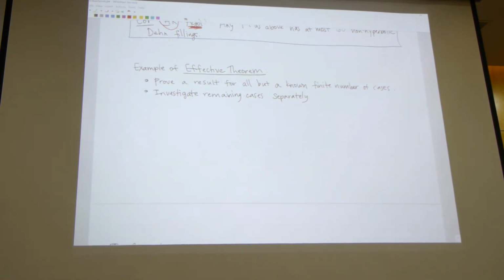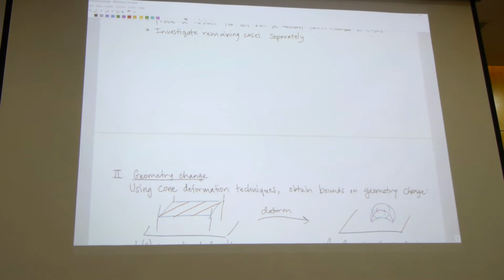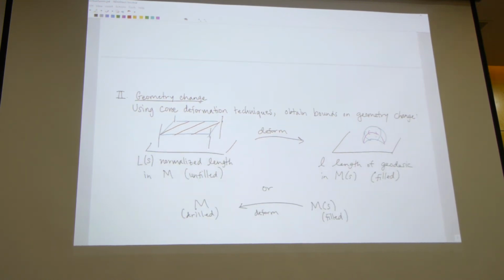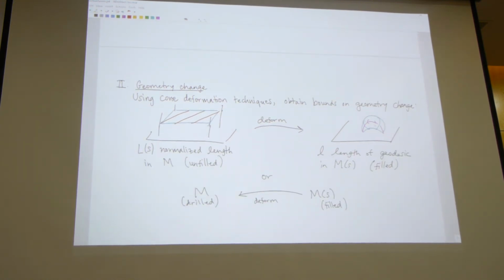So the first result along these lines is due to Brock and Bromberg, I should say. But in their setup, I've been talking all about starting with a manifold M that is unfilled and taking a long slope on M, and then deforming by some sort of cone deformation to a complete Dehn-filled manifold with this special geodesic in it. So these are supposed to be different colors. Do they look different to you? They don't look very different up there, do they? Anyway.